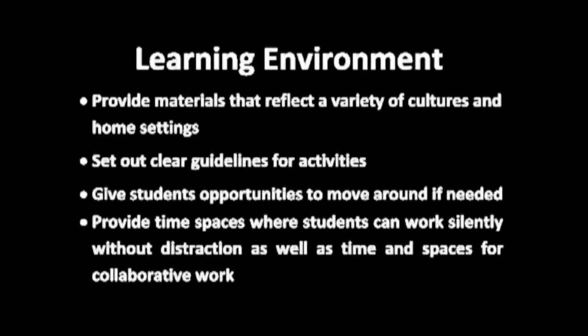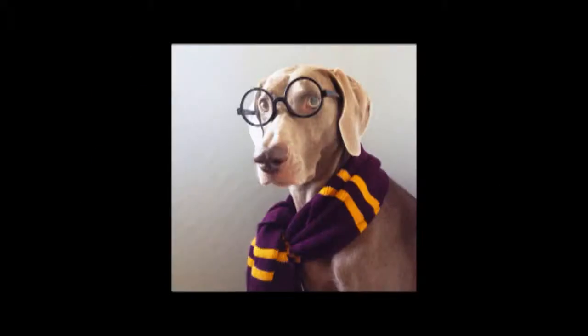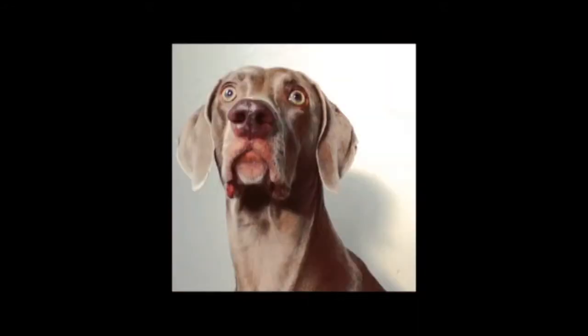Here are some of the ways to differentiate the learning environment. Provide materials that reflect a variety of cultures and home settings. Set out clear guidelines for activities. Harlow likes to know what is expected of her before she attempts something. This way she is not surprised when she does not meet unsaid expectations.